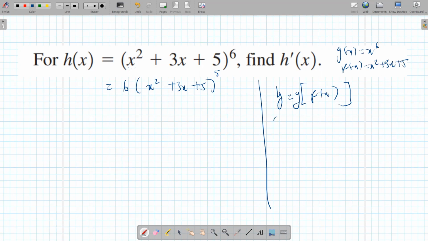So the chain rule says the derivative y prime will be g prime of f of x times f prime of x. So you do the normal power rule stuff, but then at the end, you have to multiply this by the derivative of the bracket, the derivative of the inner function. What's the derivative of the inner function? 2x plus 3. Right, 2x plus 3. And you are done. So that's the chain rule question.